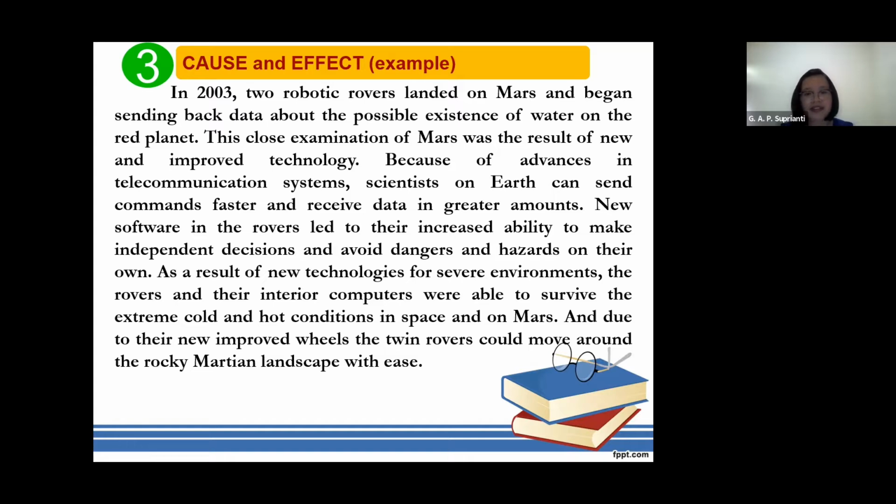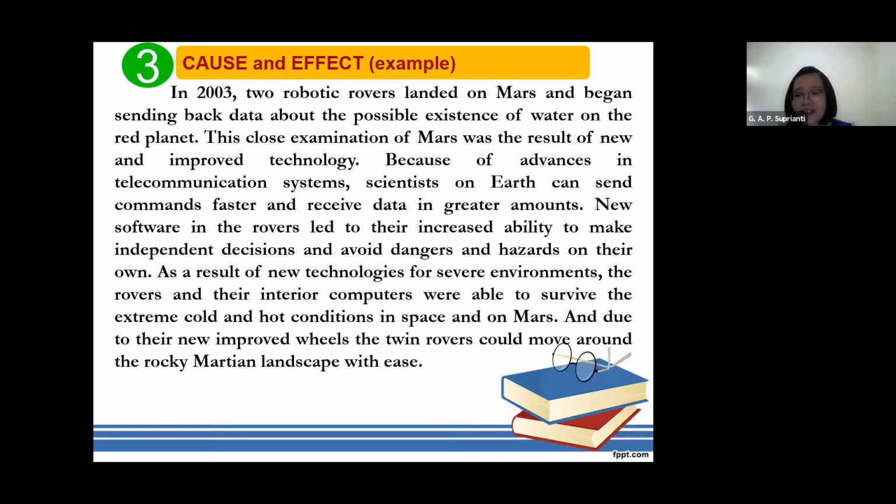All right, Dia Raspadewi, have you done reading? Yes, Miss. What can you say about this paragraph? What is it about? It's about new robotic rovers on Mars that sent data back to Earth. All right, thank you, Dia.